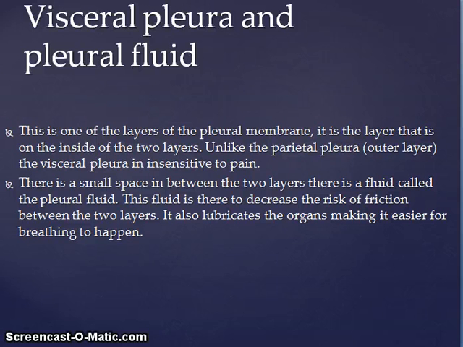Like I said, the lungs are protected by the pleural membrane. One of the layers of the pleural membrane is the visceral pleura. This is the inside layer of the two, which is closest to the lung. Unlike the outer layer, the parietal pleura, the visceral pleura is insensitive to pain, which means that it will not feel pain. There is a small space in between both layers, and there is a liquid called the pleural liquid. This fluid is there to decrease the risk of friction between the two layers. It also lubricates the organs, making it easier for breathing to happen.